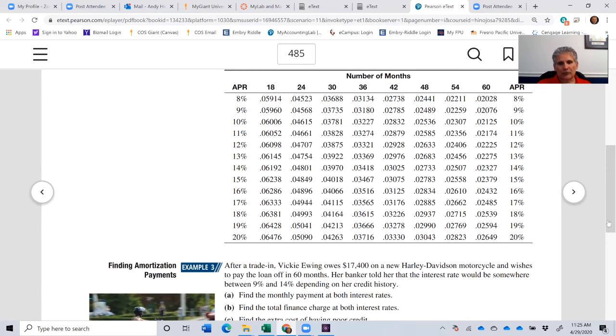So we have the factor here. We have $17,400. I think we need 60 months, and we need the interest rate somewhere between 9 and 14%. So first 9%. We use 9%, and we're going to scroll all the way to 60 months, which gives us 0.02076, that's the first factor we're going to use for 9%. And then the 14% will be 0.02327.